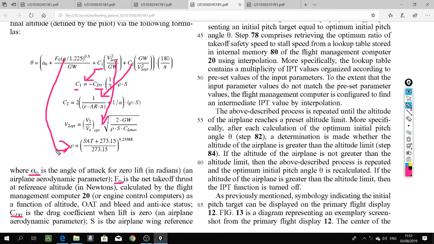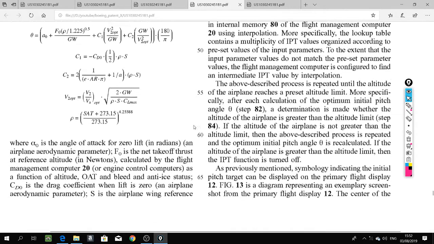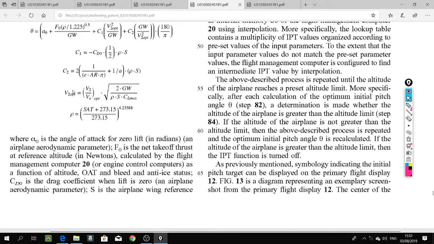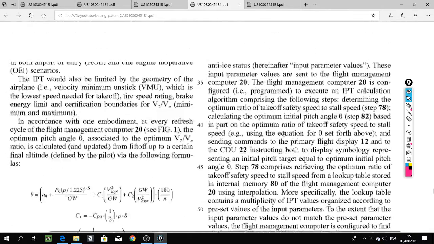So every term in this calculation is a big formula in its own right. So you can see the complexity of this equation. As we are speaking, CDO, which is a parameter here, is a drag coefficient. S is the airplane wing reference, which is here, right? And then the other parts, you don't need to understand what the whole thing means, but the point is to get the feeling of it.